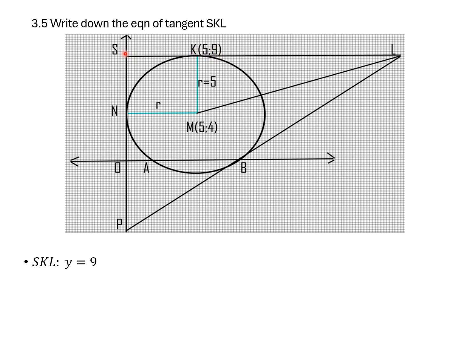That means the coordinates of S would be 0 and 9. And L would be whatever x and 9. So wherever I go on this line, my y value is 9. Therefore, the SKL equation is y equals 9. Alright, so hope you follow.